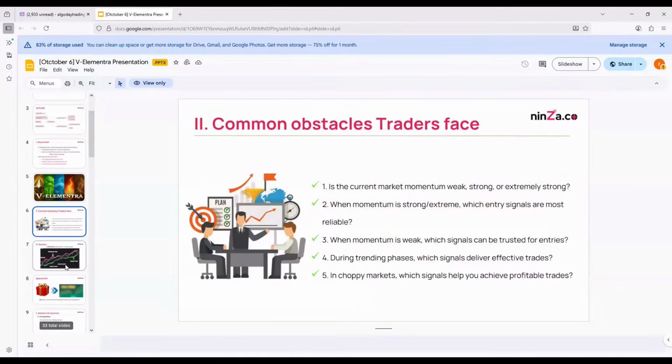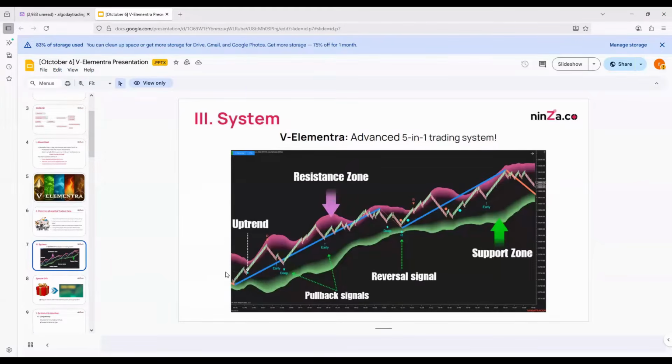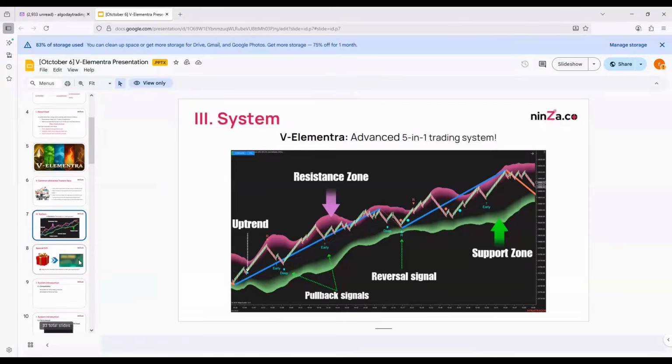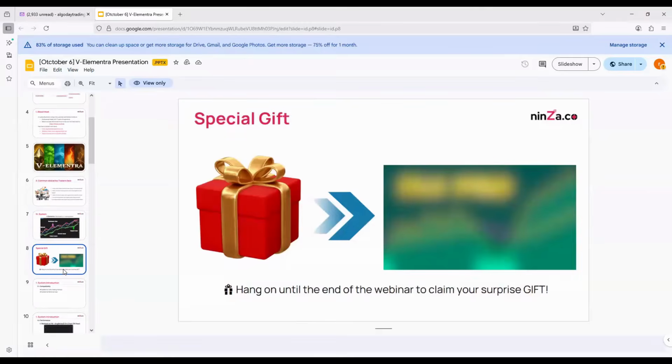Right. So we know about the obstacles of trading. I just want to go over it again. So we have support resistance. We have a trend. We have different entries. If you stay here for the rest of the presentation, there is going to be a gift.